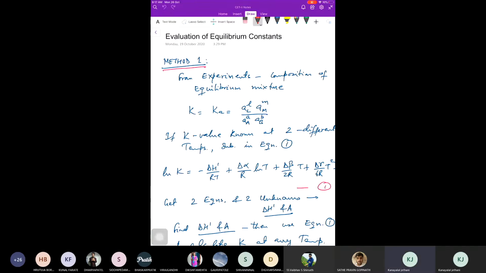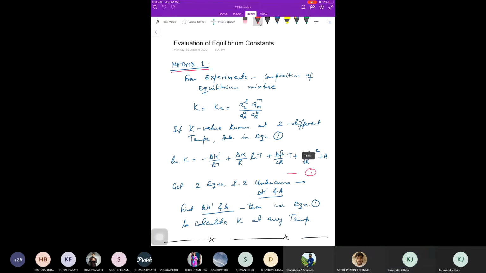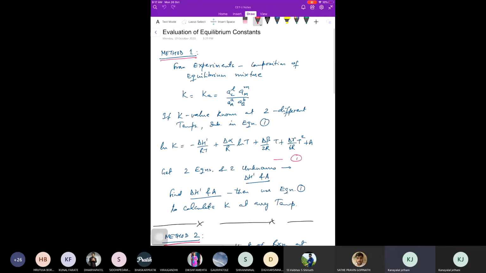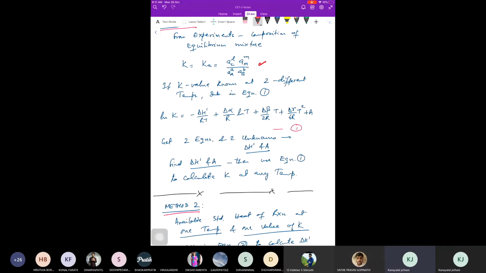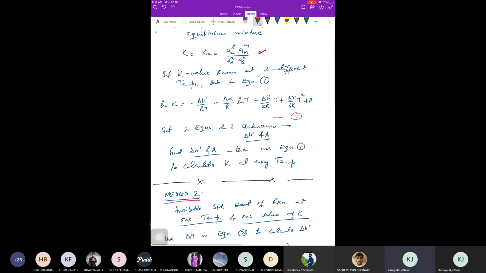So equilibrium constants evaluation. You know this equation, right? This is how K is defined, and we have found out what is the effect of temperature on K, equation 1. Okay, so if you get K value at two different temperatures, you have two unknowns, right? Delta H prime and A.